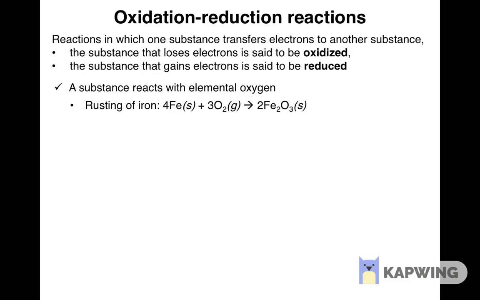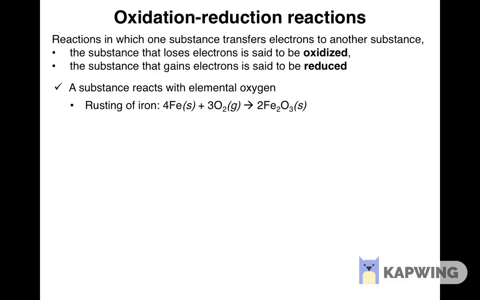Thus, in this reaction, iron atoms lose electrons, and their charge state changes from 0 to 3+. And oxygen atoms gain electrons, and their charge state changes from 0 to 2-. In other words, iron is oxidized, and oxygen is reduced, and this reaction is an oxidation-reduction reaction.